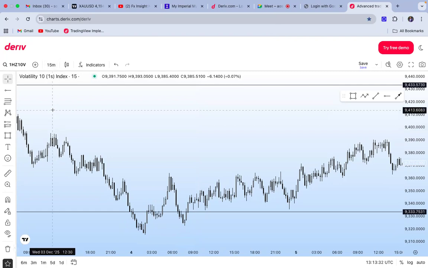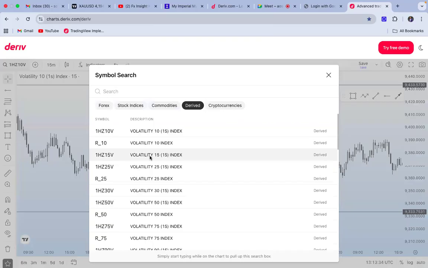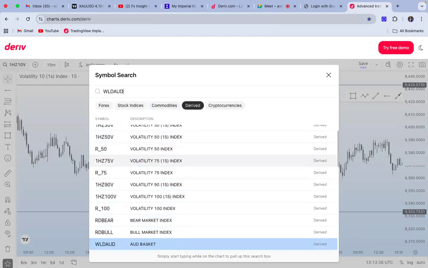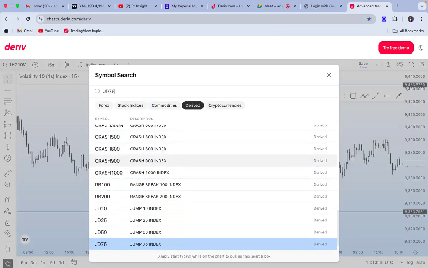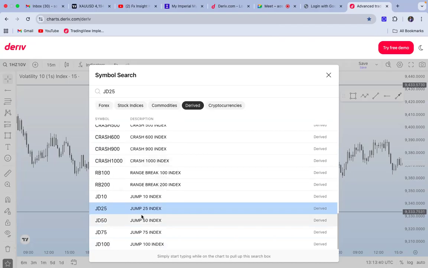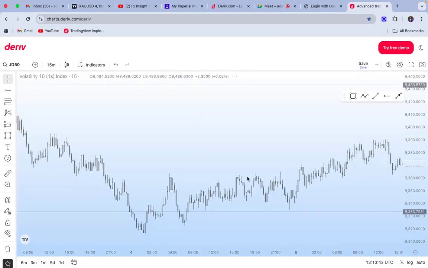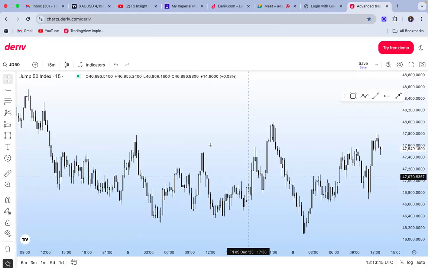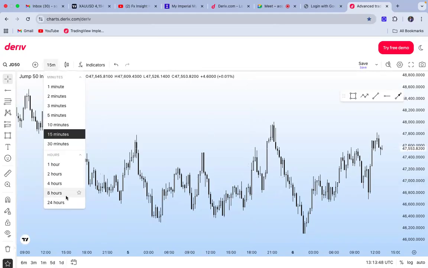Right. So it says jump 50. So synthetics too, it plays out, and because we don't deal with the news aspect, I would encourage you to give it a try. It's very good. The JD50, right? Yeah, it's jump 50.